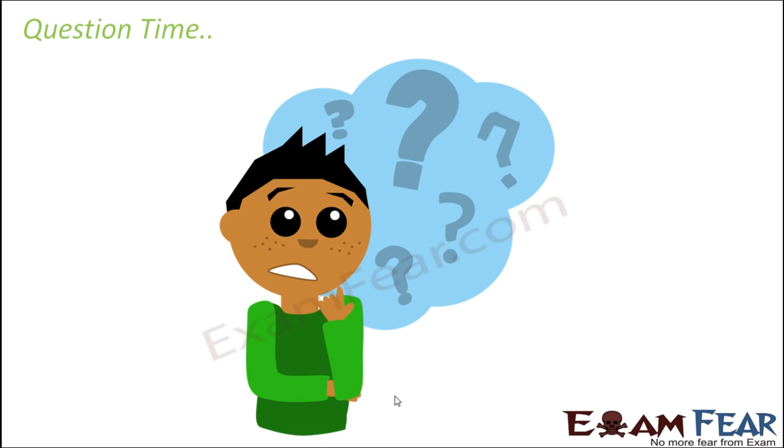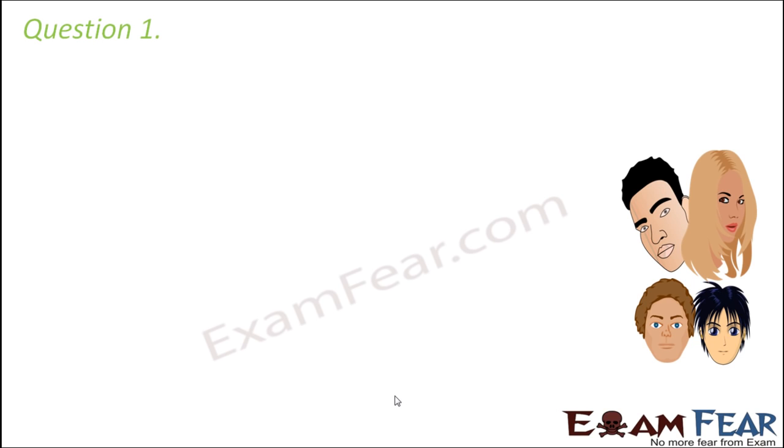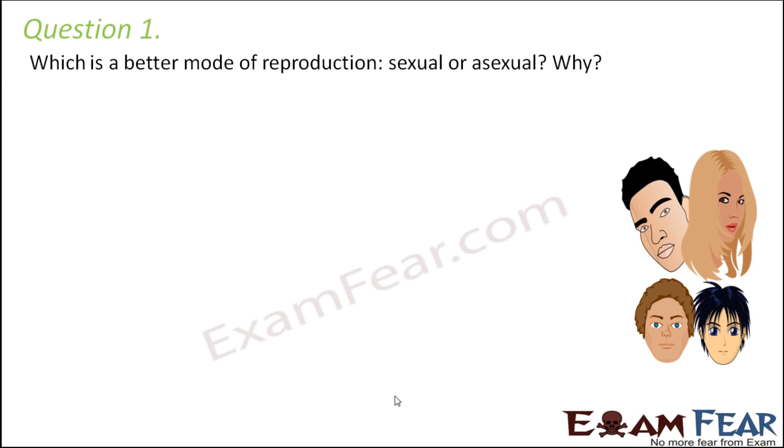So with this we have reached towards the end of this lesson. So now it is time to look at some of the questions just to check whether you got it right or not. So let us look at question number 1. Which is better mode of reproduction, sexual or asexual, and why?